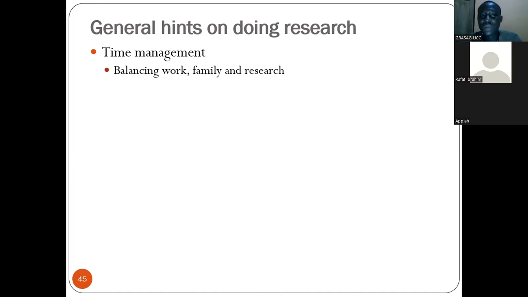When we talk about general hint one, we are looking at time management. There is the need for you to balance your work, the family, and the research you are doing. And this has to do with students or researchers who are also workers. Even if you are a full-time student, there is the need for you to learn how to manage your time well, so that you'll be able to balance your academic work with the research work that you are doing, as well as your family and other matters.